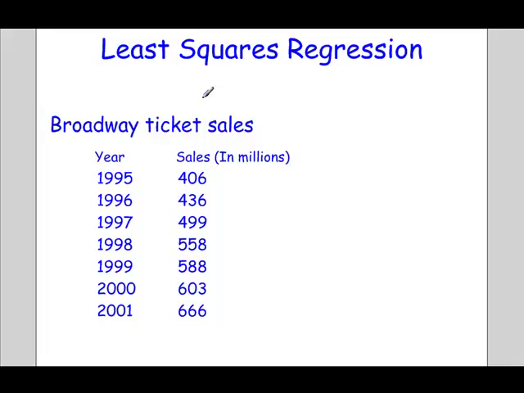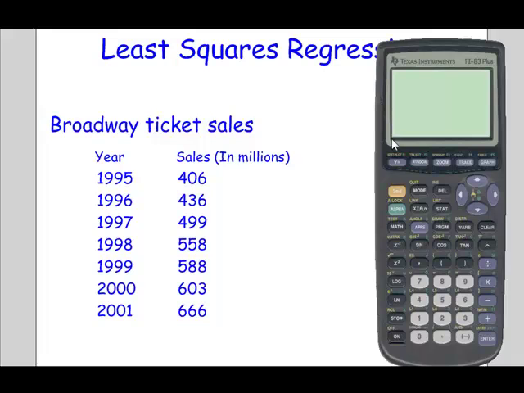This, for instance, is Broadway ticket sales in millions. We see in 1995 there was 406 million ticket sales. 1996 there was 436 million ticket sales, and so on. What we want to do here is use our calculator to find an equation that will model this information. Okay, and so we're going to go through and do this together. What we need to do is plot these points, and then the calculator will figure out a line, the best fit line will go through those points, and that will be our model.